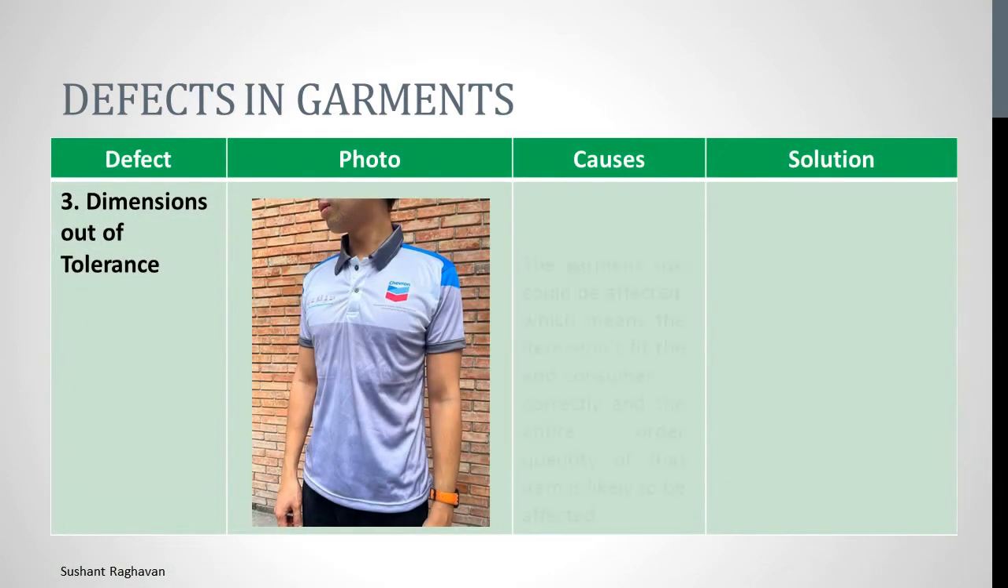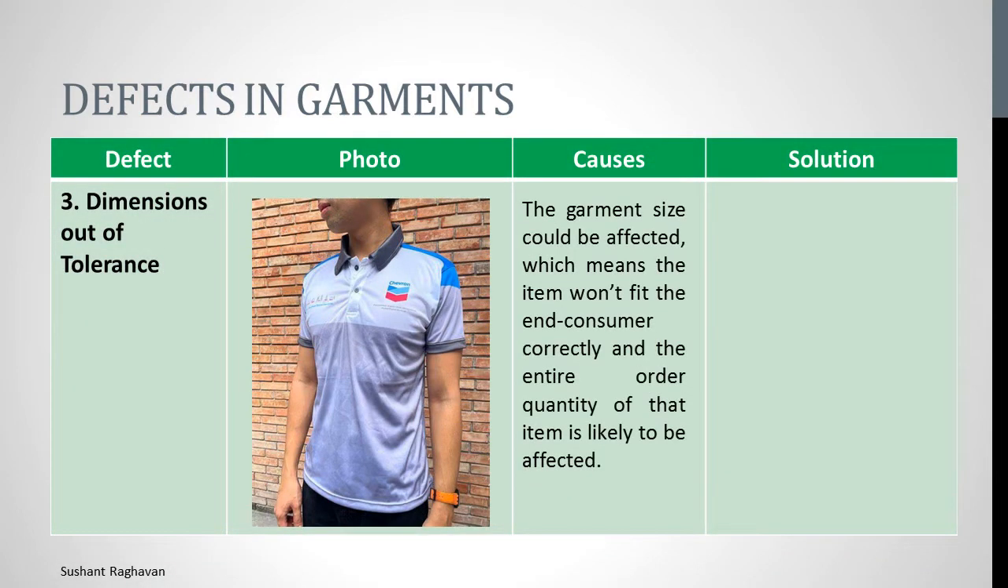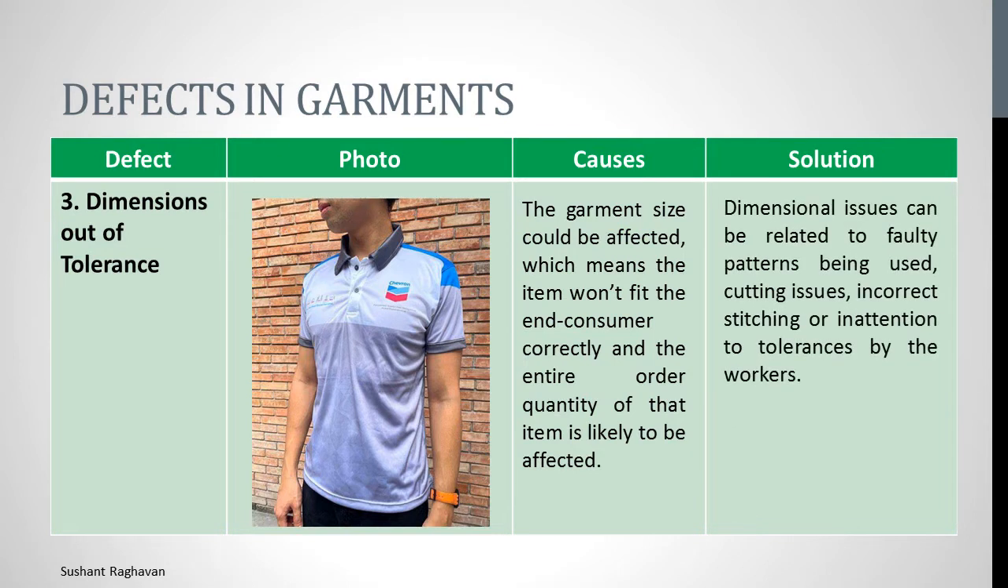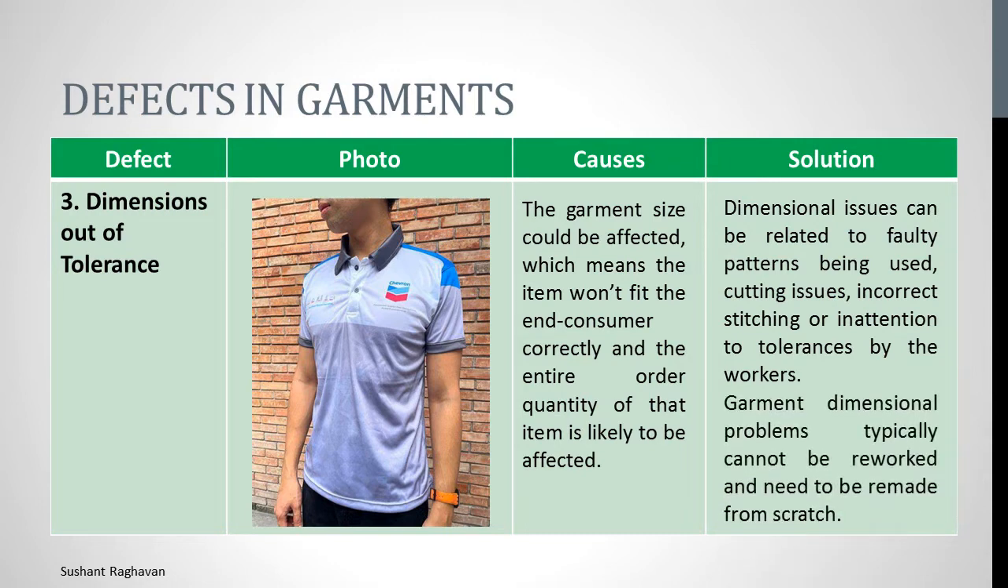Dimensions out of tolerance. The garment size could be affected, which means the item won't fit the end consumer correctly and the entire order quantity of that item is likely to be affected. Dimensional issues can be related to faulty patterns being used, cutting issues, incorrect stitching or inattention to tolerance by the workers. Garment dimensional problems typically cannot be reworked and need to be remade from scratch.